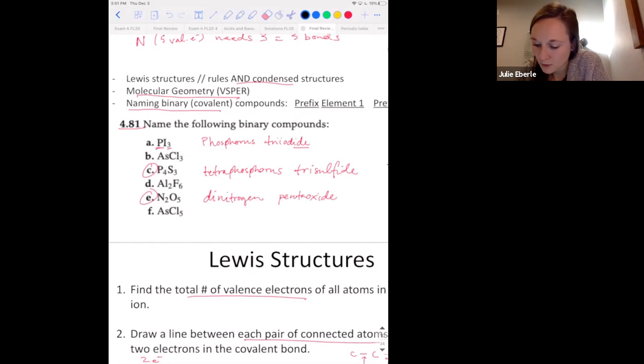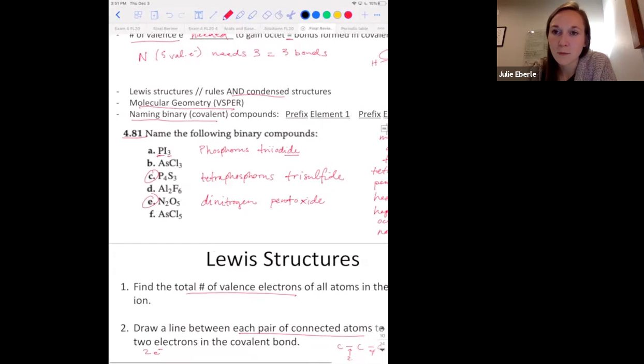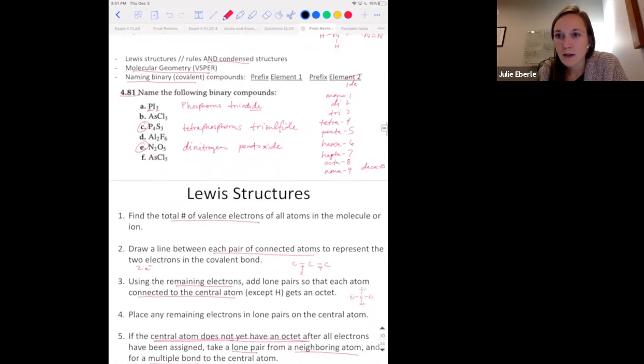Actually, we don't put 2 vowels together, so we're going to just say pentoxide. But this will likely be a multiple choice question, and you wouldn't have to write it out for me anyways. So the option should be spelled correctly for you. Okay, questions on that?